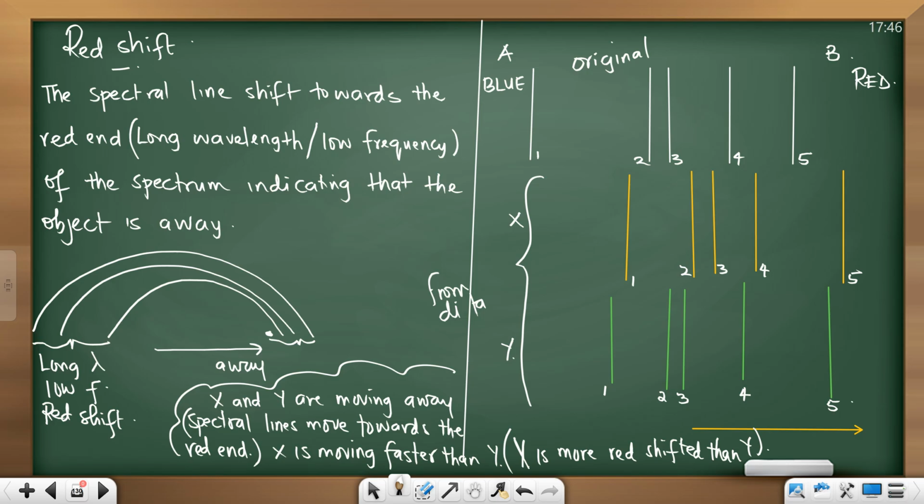All right, so if it's a blue shift, then we know it is what? Towards. Anything you see red there, just change it. The spectral line shifts towards the what? Blue end. What would that be? Short wavelength and what? High frequency of the spectrum. End of story.